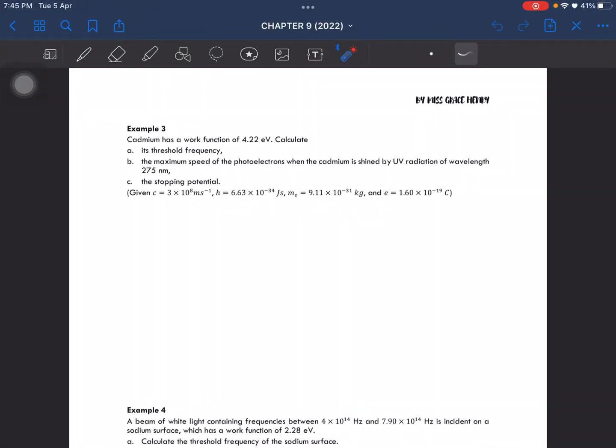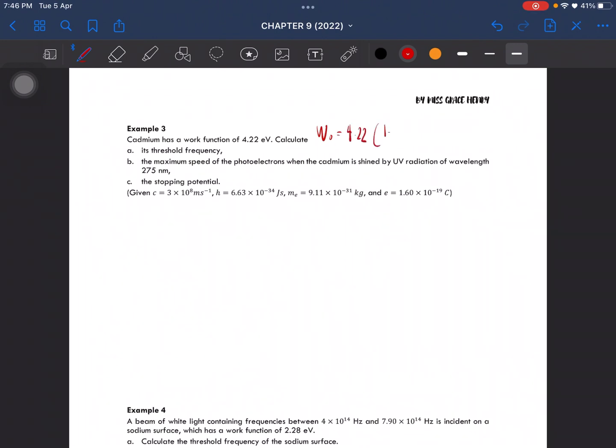Right, example 3. Cadmium has a work function of 4.22 electron volts. We have to calculate the threshold frequency, the maximum speed of the photoelectrons when it is shined by UV radiation with a wavelength of 275 nanometers, as well as the stopping potential. We know that the work function is given as 4.22 electron volts.